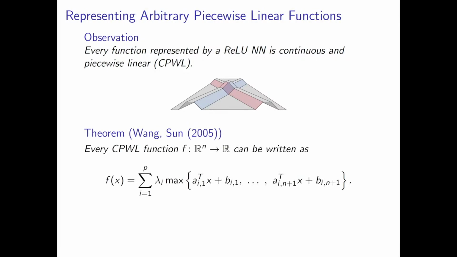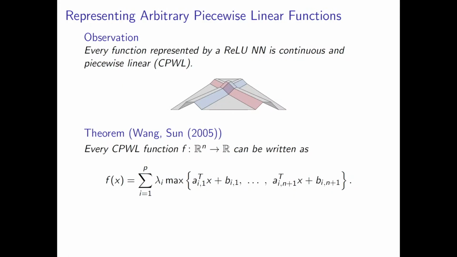How does this work? You use this cute little structural result about piecewise linear functions from Wang and Sun from 2005. What does it say? It says an arbitrary continuous and piecewise linear function defined on R^n can be written as a linear combination of maxima of a bunch of affine terms. And the clue is, this linear combination can be big, this p in this sum can be big, but each of these maxima has only n plus 1 many affine terms. That's going to be important.